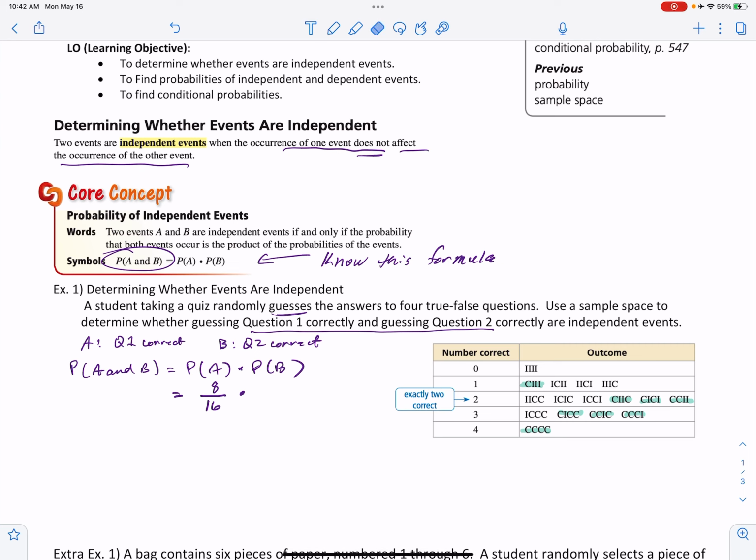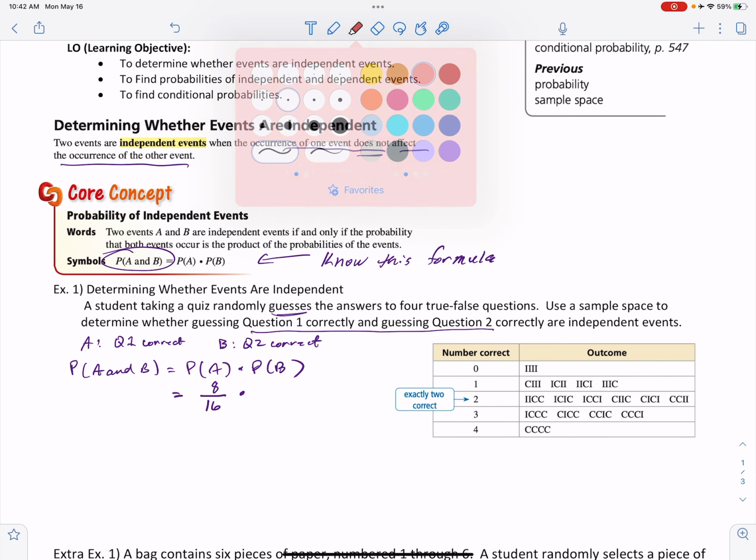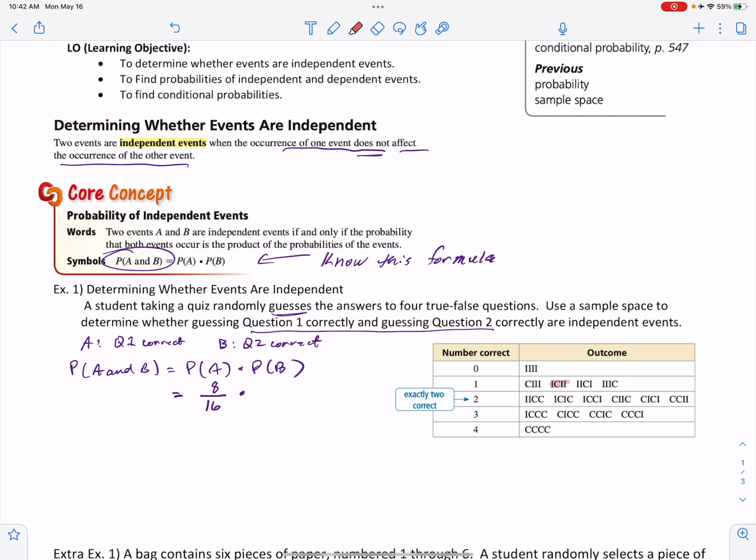All right, so then I'm going to go through and erase those, and I'm going to go to the probability of B. I'm going to highlight any outcome where the second is correct. So there's where the second's correct, second, and second, and count those up. Again, that was 8. So there were 8 out of the 16 where the second question was answered correctly.